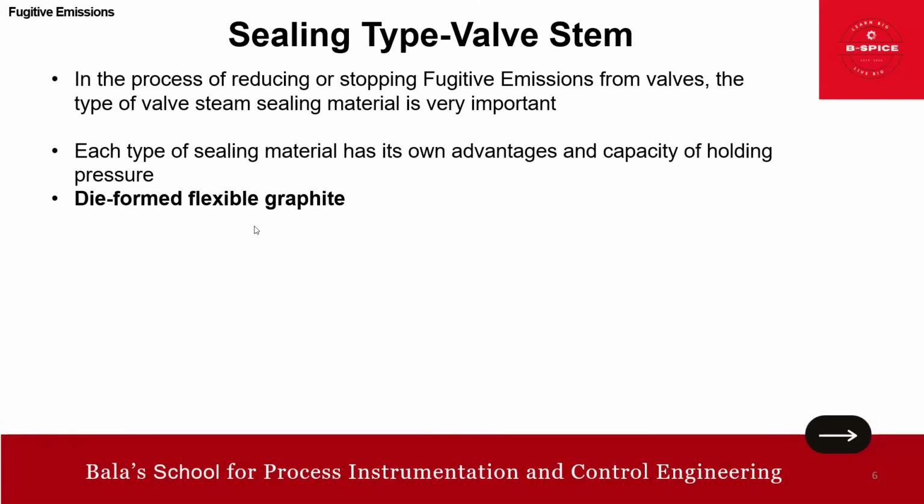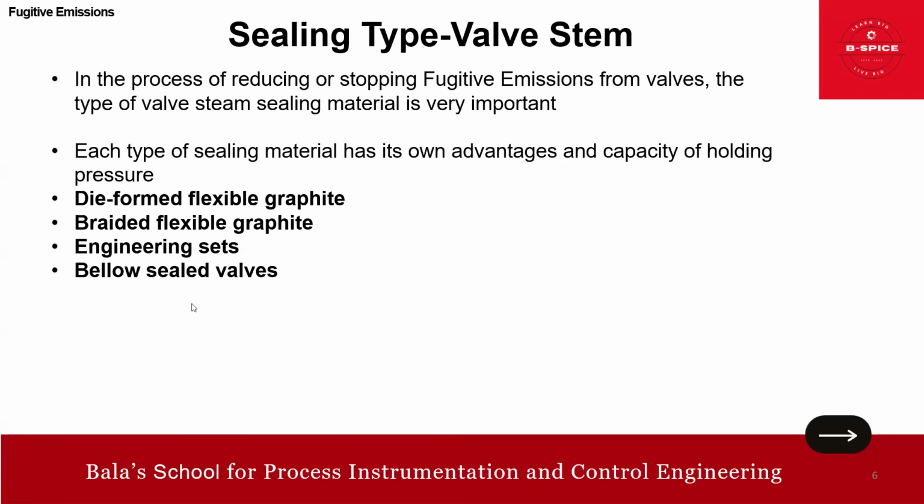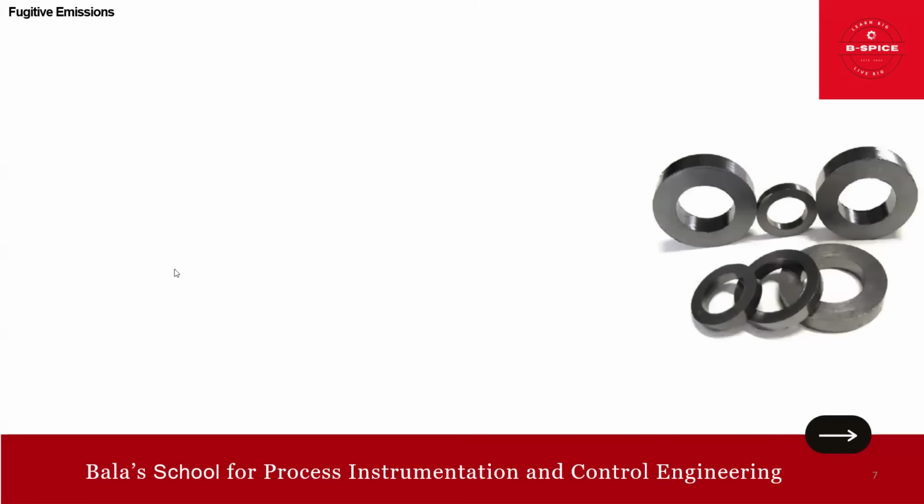One is die-formed flexible graphite. Second is braided flexible graphite. Third is engineered sets, a combination of die-formed and braided. Then bellows sealed bonnet. Then finally live loaded packing. Okay, so these are the 5 types of sealing. We will discuss each type here.